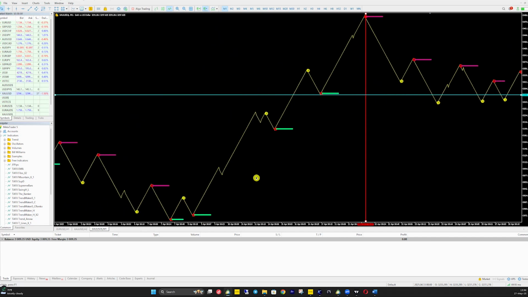The same thing here. This is a higher low, a higher high, a higher low, a higher high, a higher low. You can see a higher high, then a lower low, because now the market has changed direction.